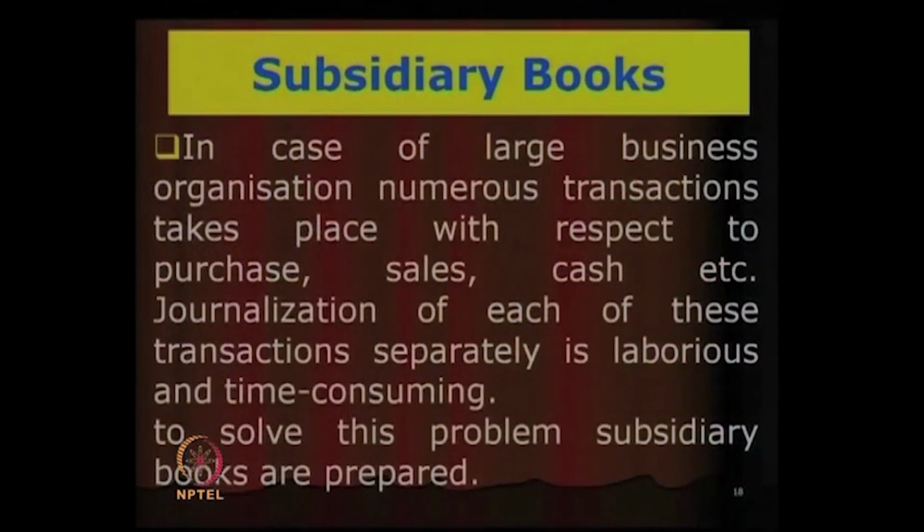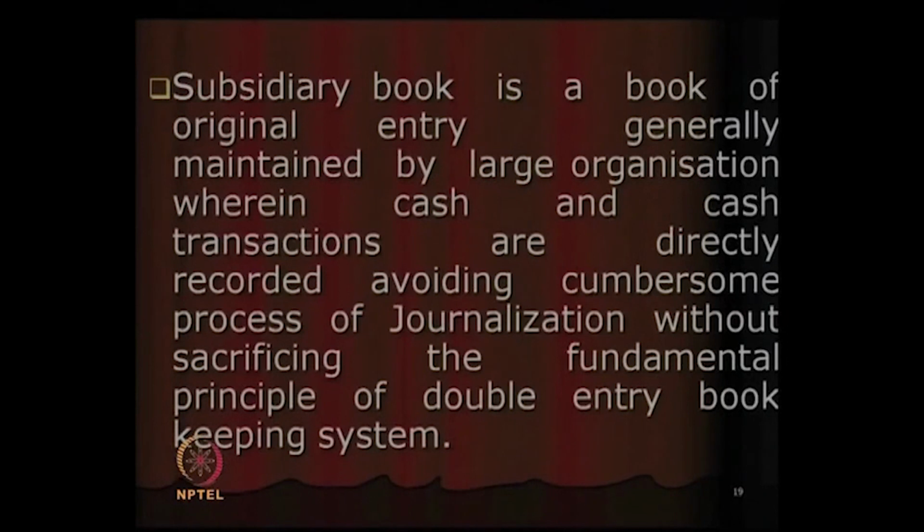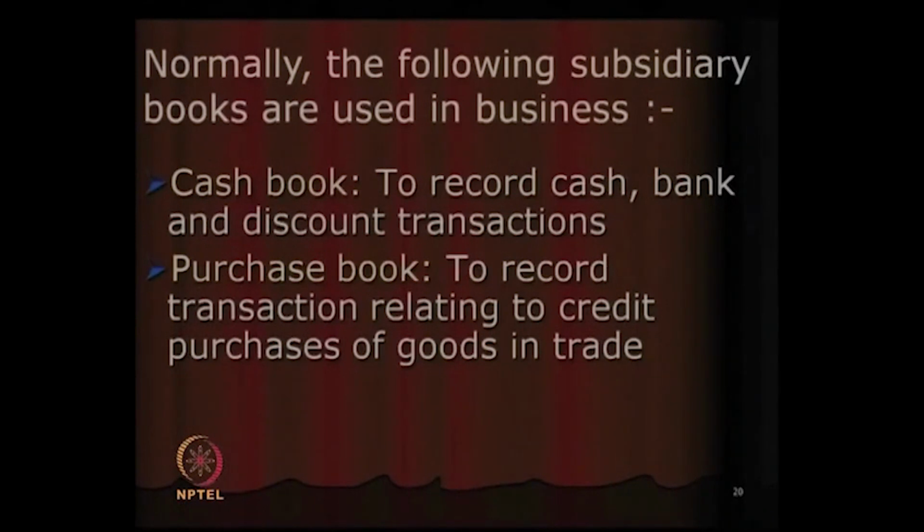So, you can see here. In case of a large business organization, instead of journalizing, which is a laborious job, we will make specialized books known as subsidiary books. Now, subsidiary book is a book of original entry, generally maintained by large organizations where different types of transactions happen. So, we have subsidiary books like this. We have a cash book to record cash, bank and discount transactions.